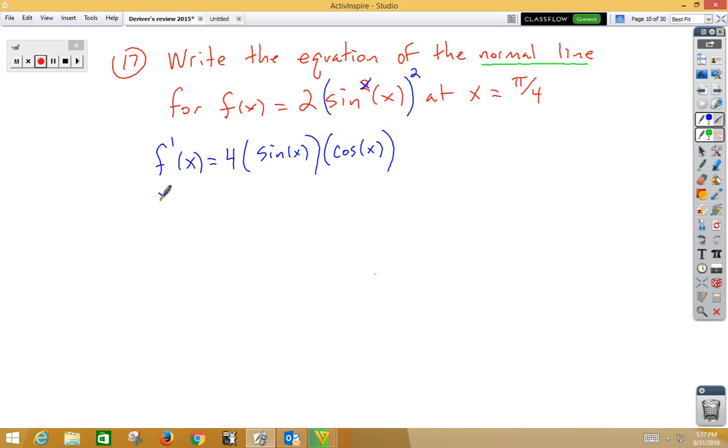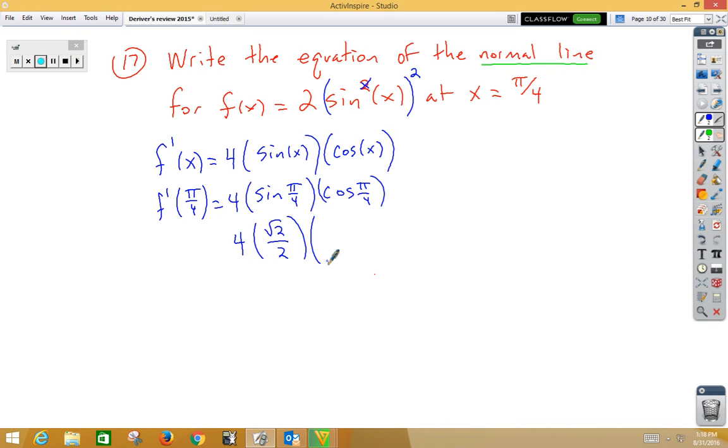We're plugging in pi over 4, so f prime of pi over 4 is equal to 4 times sine of pi over 4 times cosine of pi over 4. So 4 times sine of pi over 4, root 2 over 2, cosine of pi over 4, root 2 over 2. So this 4 would cancel out with the 4 on the bottom there, so we get root 2 times root 2. f prime of pi over 4 is then clearly just 2, which is our slope.